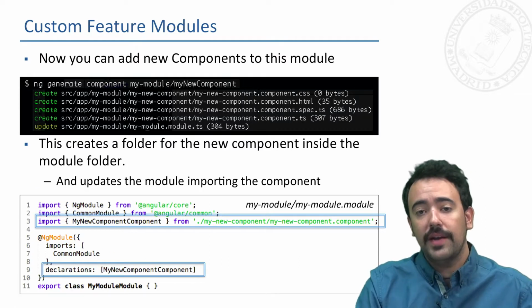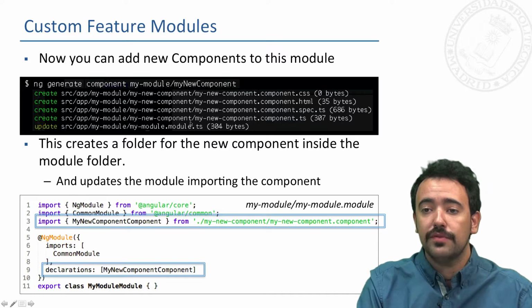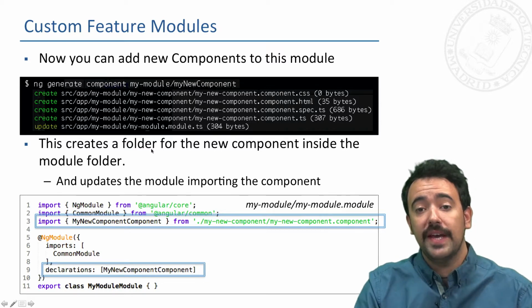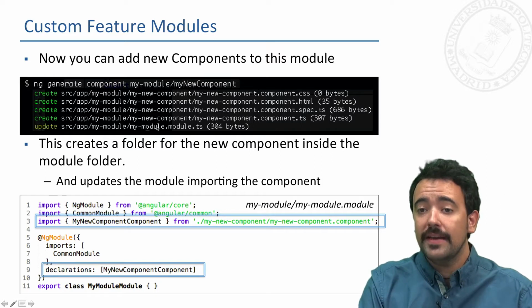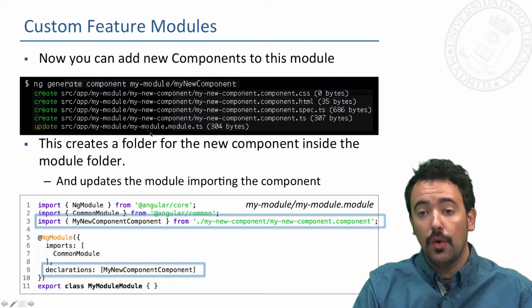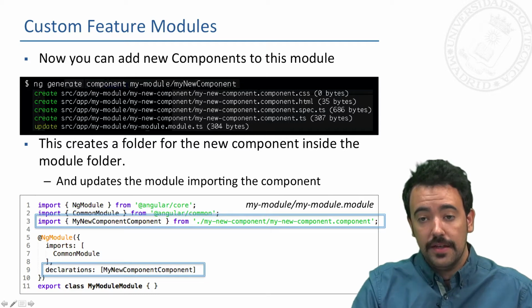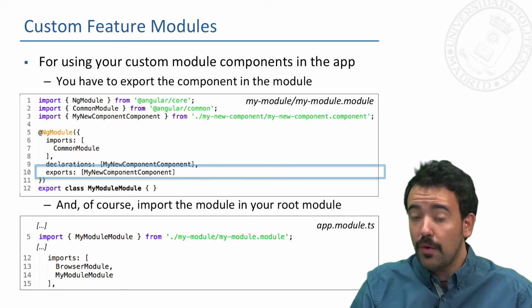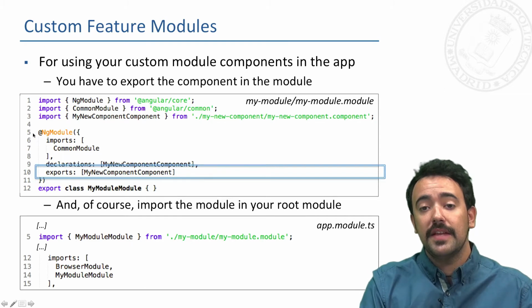Then, in order to create components inside this module, encapsulating them inside this module, you have to include the path of the module when generating the component. This will, of course, create the needed files for the new component inside the module folder and will modify the specific module code, including the import of the new component and its declaration in the decorator of the module. If you want to use components defined in a specific module outside of this module, you have to export them in the decorator of the module.